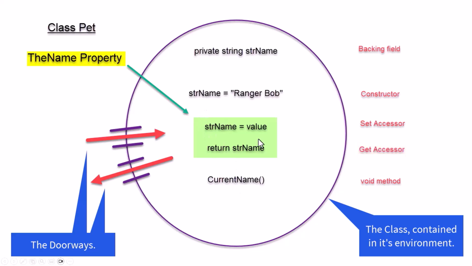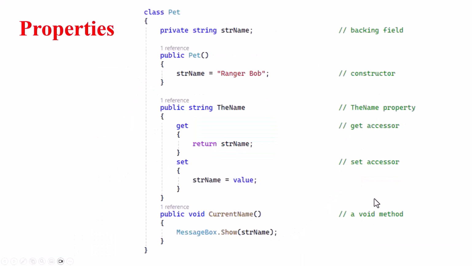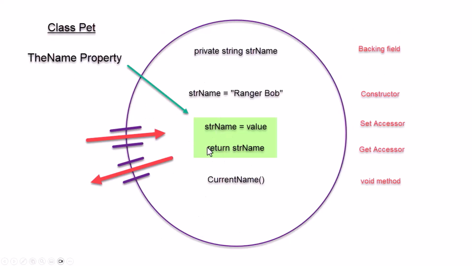The name property consists of this right in here, the get accessor and the set accessor. And the current name is a method that can get at these things. We'll take a look at each of these things in detail right now. If you look at the class pet, this whole idea, if we look at it in the way we do this thing in code, it's going to look like this.